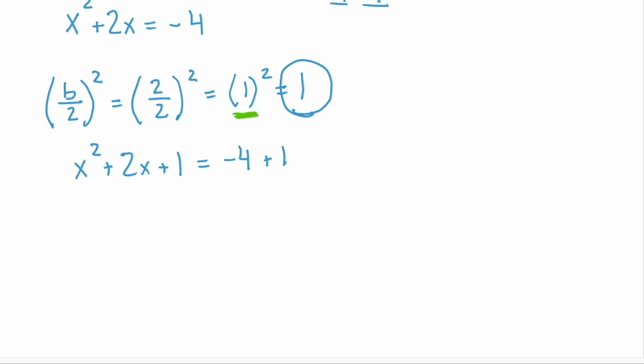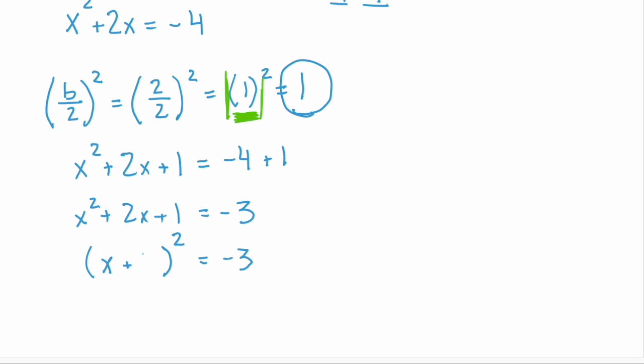Now we need to simplify that right-hand side. The left stays the same, and the right is a -3. Remember, the reason you complete the square is because the left side becomes a perfect square trinomial. And if you can't remember what that factors to, that's what this value above tells you.